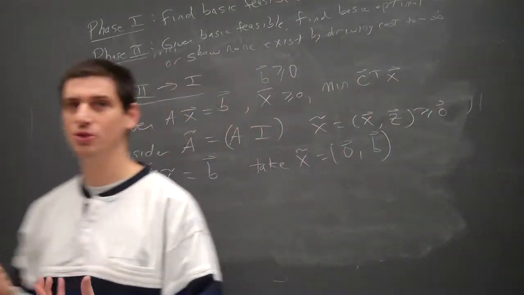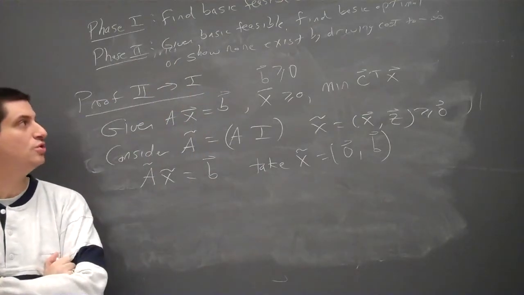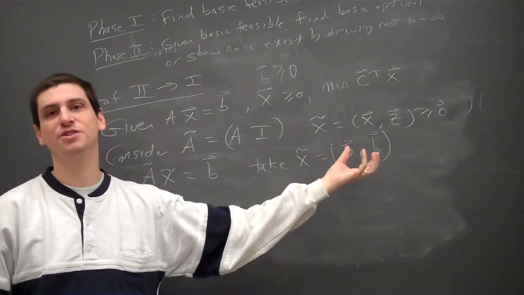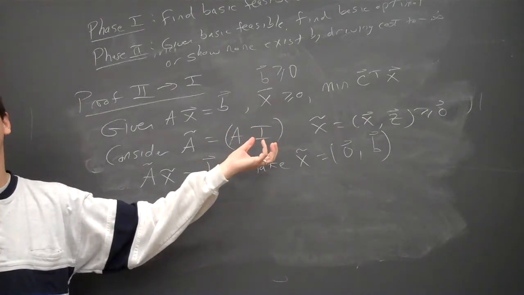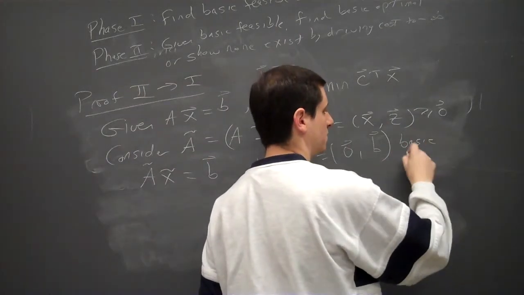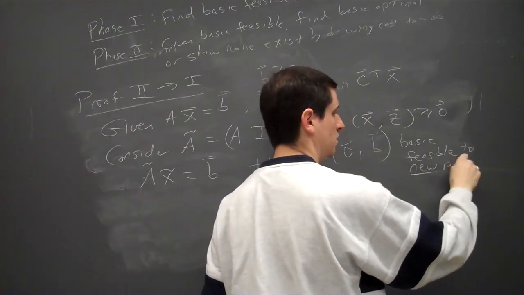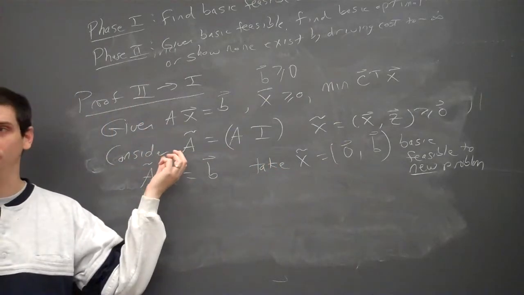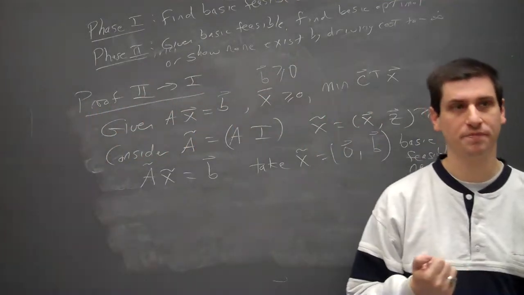So we found a feasible solution. Phase 2 just says, given a basic feasible solution, find a basic optimal. Well, in fact, not only is this a feasible solution, it's a basic feasible solution. The columns are clearly linearly independent because they're just the identity matrix. So this is basic feasible to the new problem. So it's not a feasible solution or a basic feasible solution to the original problem, but it is a feasible solution, a basic feasible solution to the new problem.